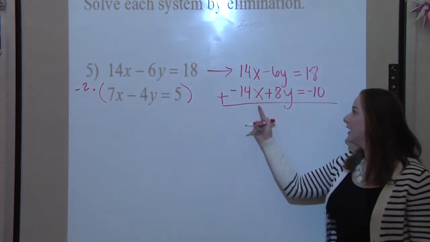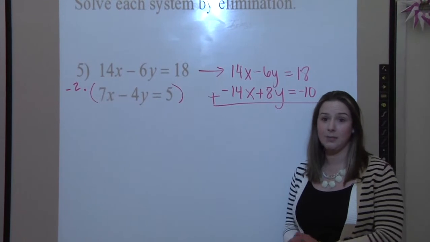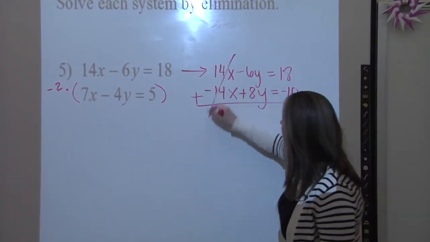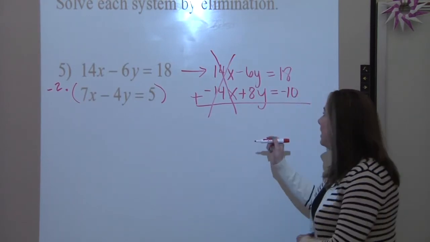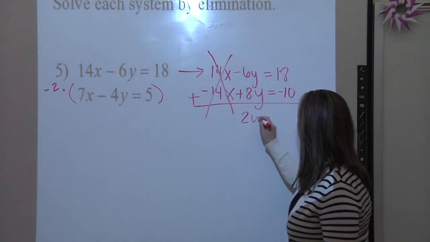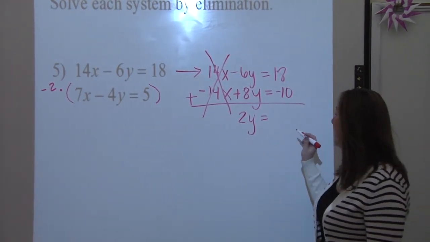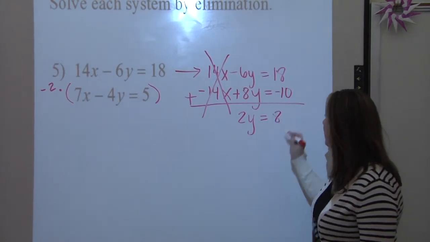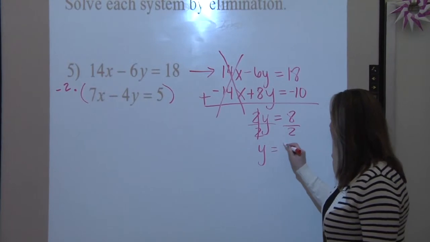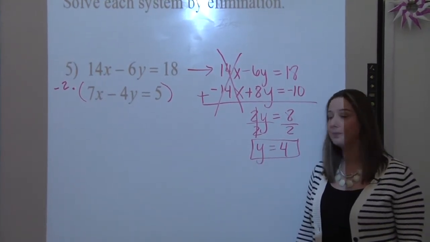Now you can see clearly that this is the first type of problem we worked with different numbers. The 14x and the -14x are going to cancel out when we add down. -6 plus 8y is going to give us a 2y. And 18 plus -10 is going to give us an 8. For this problem, y equals 4.